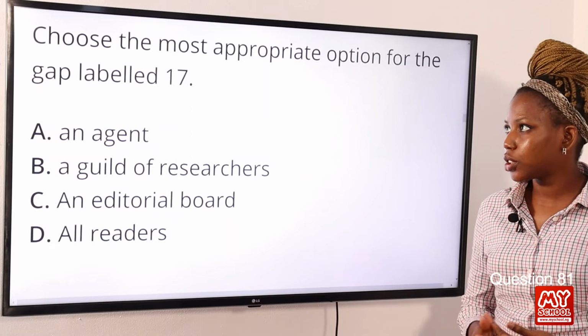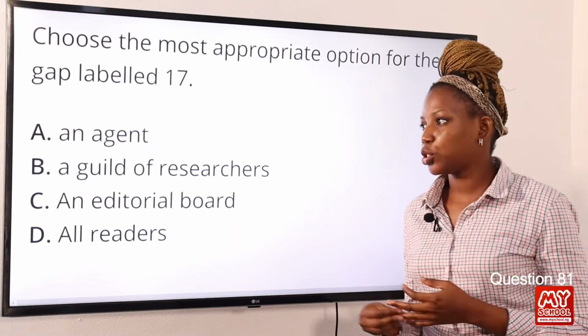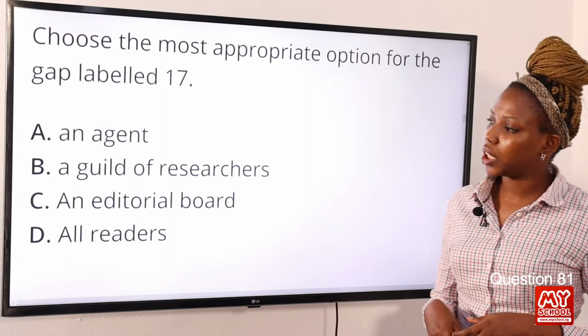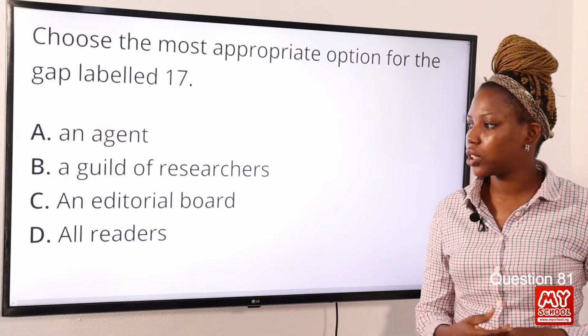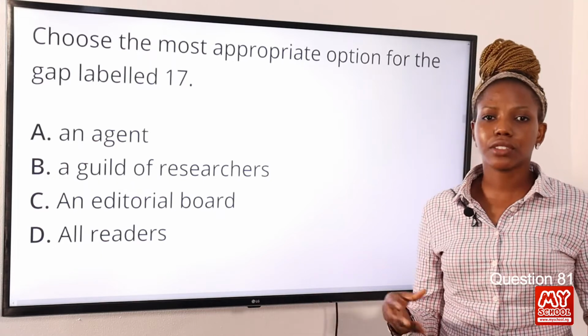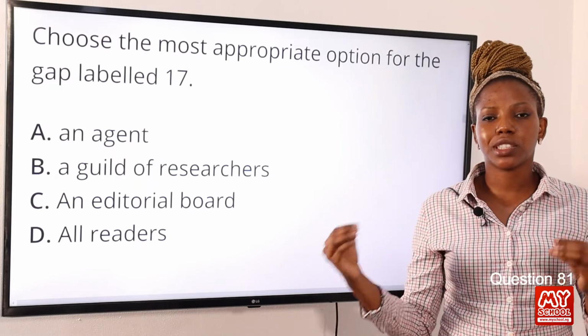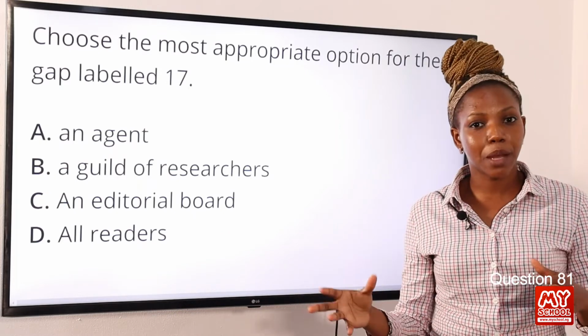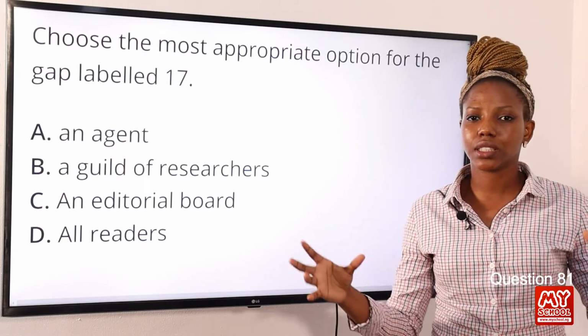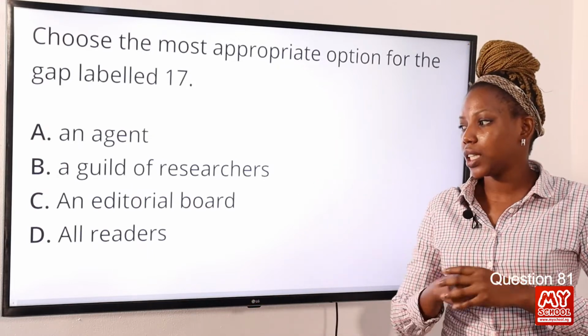Question 81. Choose the most appropriate option for the gap labeled 17. Option A, an agent. Option B, a guild of researchers. Option C, an editorial board. Option D, all readers. The answer to this question is option C, an editorial board. Now the part label 17 is meant to describe a board that coordinates editorials. So the answer to this question is option C, an editorial board.